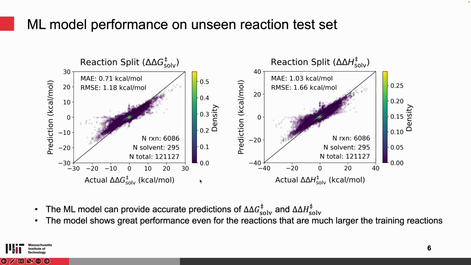And then we can see that overall the predictions lie close to the parity line, which shows a great predictive performance. For ΔΔG solv, we were able to reach a mean absolute error of about 0.71 kcal per mole, which is below 1 kcal per mole. The typical computational accuracy tends to be about 1 kcal per mole, so when we reach below that, it shows our machine learning model gives very good predictions.